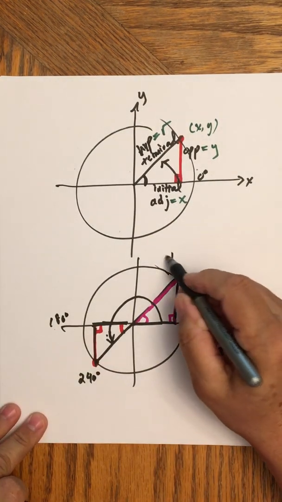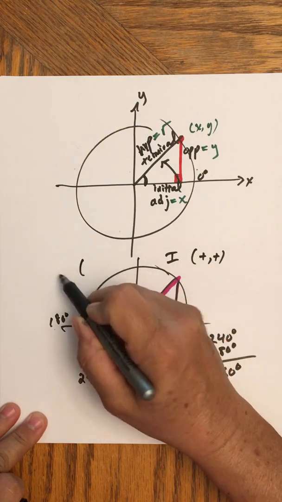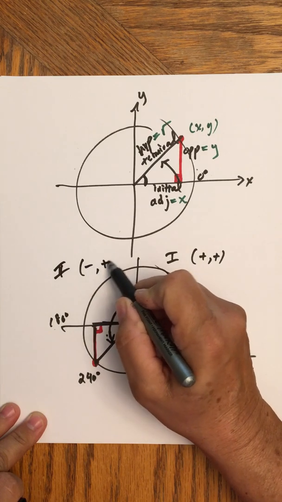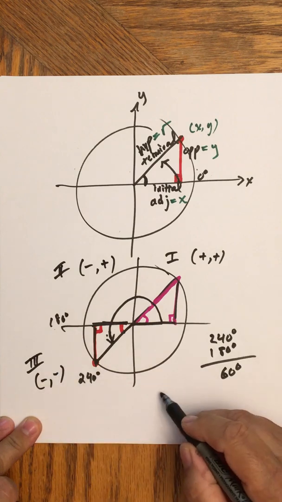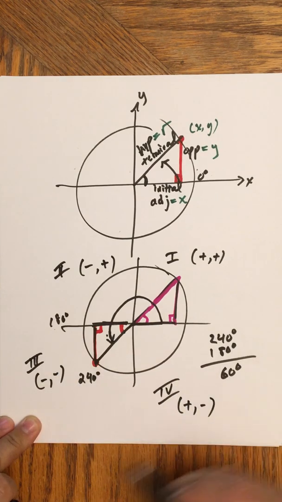But so if I know that, when I look at my quadrants, what do I know here? In this first quadrant, I know that x is what? Positive, y is positive. Here in quadrant 2, x is negative, y is positive, right? In quadrant 3, they're both negative. And then finally in quadrant 4, x is positive, y is negative.